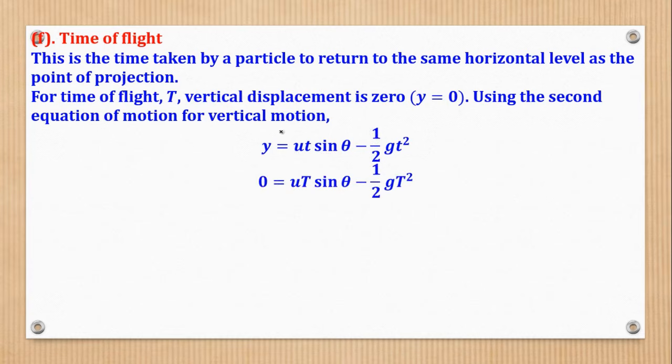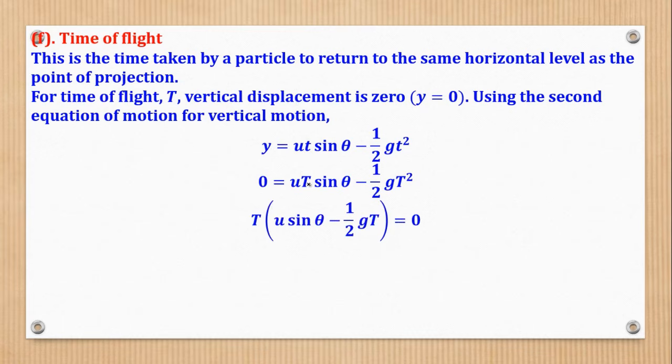So at time of flight, this is 0. And capital T is what we call time of flight. So where there is small t, we shall put capital T, to distinguish it from the time taken to reach maximum height. Remember, time taken to reach maximum height, we denoted it as t, meaning that time of flight will be denoted as capital T to make them different.